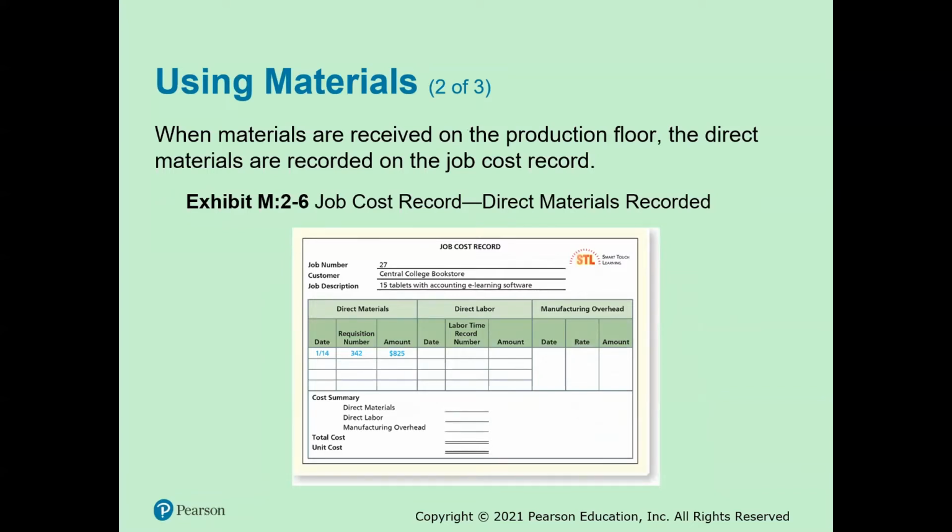When the raw materials are received on the production floor, they are recorded on the job cost record. Here in Exhibit 2-6, it shows the job cost record for job number 27, after the materials requisition number 342 has been recorded. The raw materials added to job 27 from this materials requisition are considered direct materials because the batteries can be easily and cost-effectively traced directly to the finished tablet.